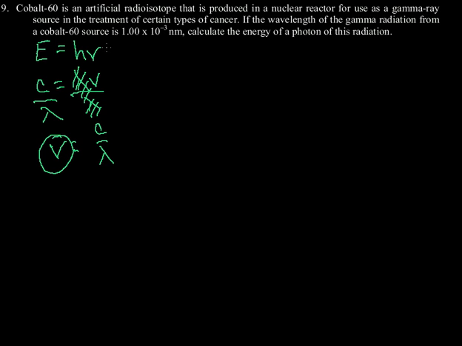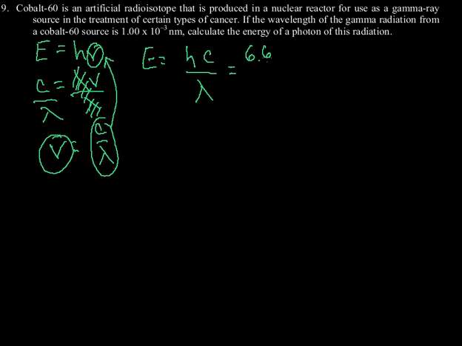We've got nu here, and we've got nu here, so we're just going to take this and substitute it in. So now we're going to get a new equation. E is equal to h times c over lambda. We know what h is. That's Planck's constant. 6.626 times 10 to the negative 34 joule seconds.